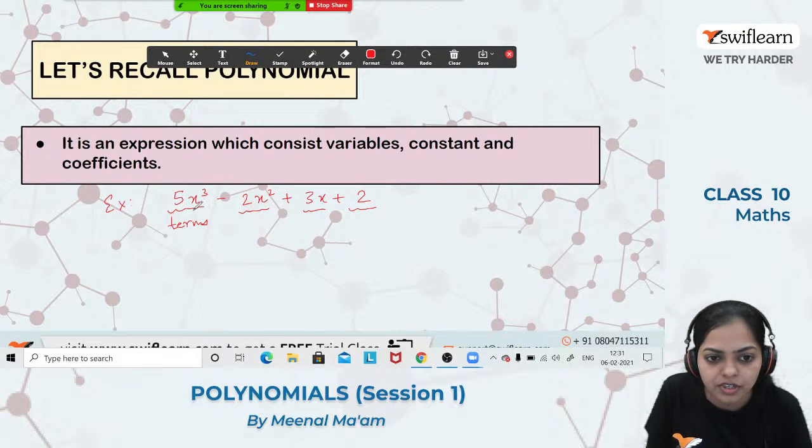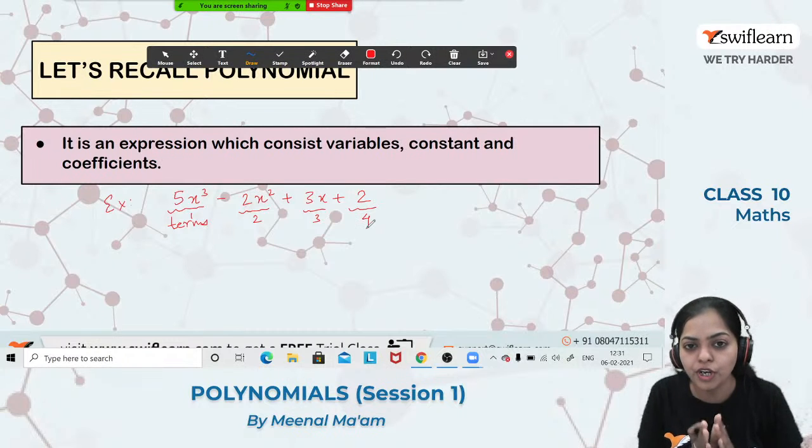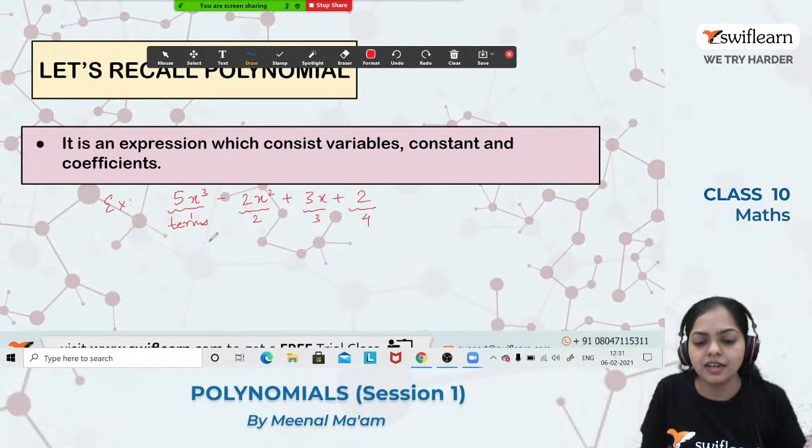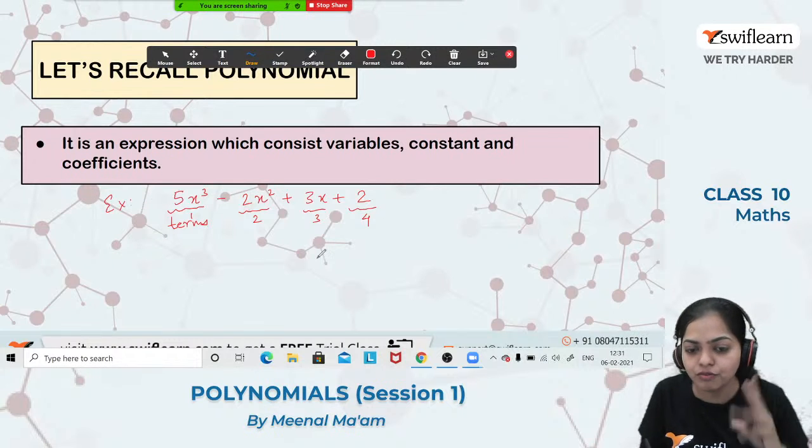Alright. So this is the first term. This is the second term. This is the third term. And this is the fourth term. Alright, so a polynomial consists of many terms like this. It consists of how many terms? It consists of 4 terms.